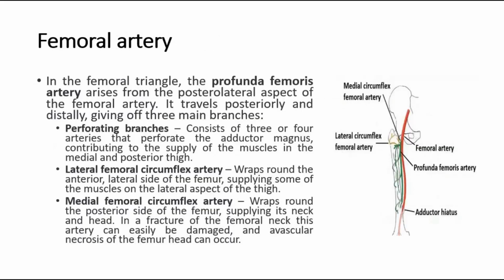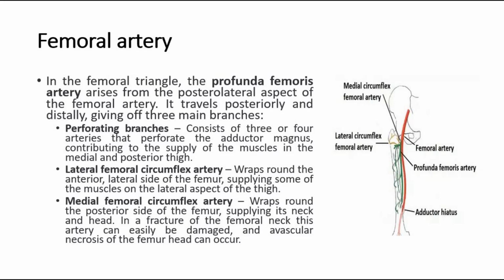In the femoral triangle, the profunda femoris artery arises from the posterolateral aspect of the femoral artery. It travels posteriorly and distally, giving off three main branches. Perforating branches consist of 3 or 4 arteries that perforate the adductor magnus, contributing to the supply of the muscles in the medial and posterior thigh. Lateral femoral circumflex artery wraps round the anterior, lateral side of the femur, supplying some of the muscles on the lateral aspect of the thigh. Medial femoral circumflex artery wraps round the posterior side of the femur, supplying its neck and head. In a fracture of the femoral neck, this artery can easily be damaged, and avascular necrosis of the femur head can occur.